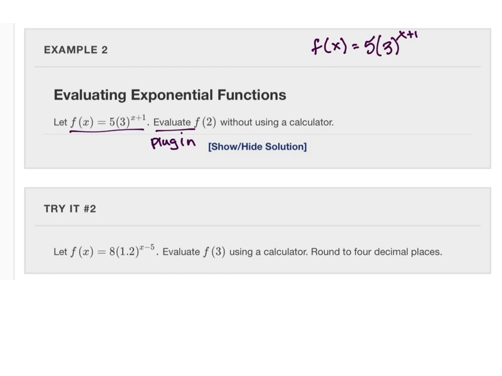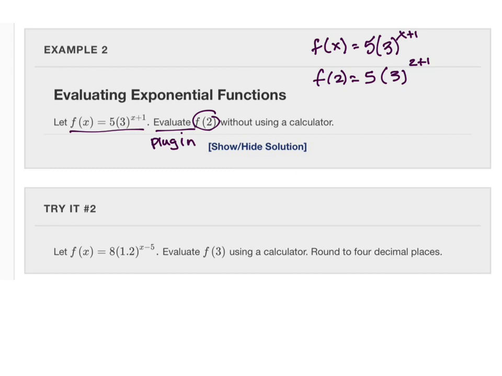Yeah? No questions so far? Our job on this particular example is to evaluate f of 2, meaning plug in 2 or substitute 2 and see what happens.